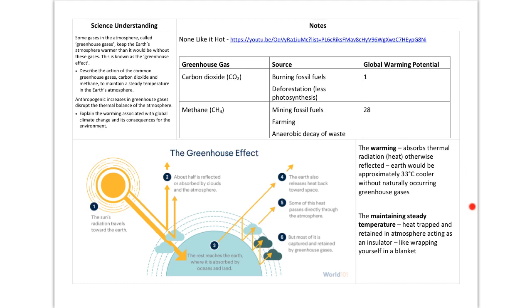So this can cause a little bit of confusion, particularly when you're doing explain questions around this, but I think sometimes it's useful just to think about those two things as definitely related, but as slightly separated. The warming effect is because they absorb heat, and the maintaining of a steady temperature is because it is basically trapped in our atmosphere and can't escape, and they act like a blanket around the planet.